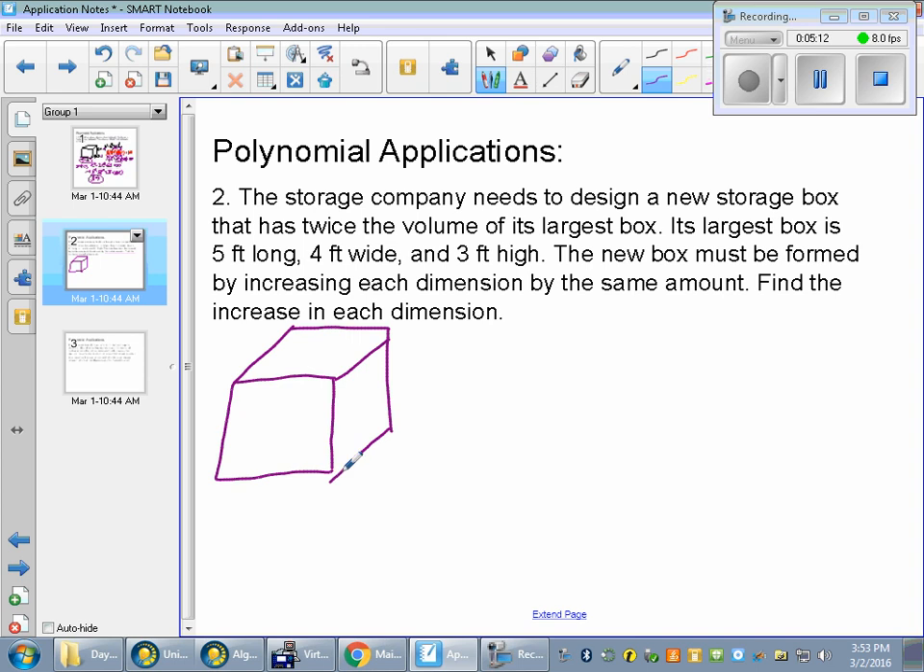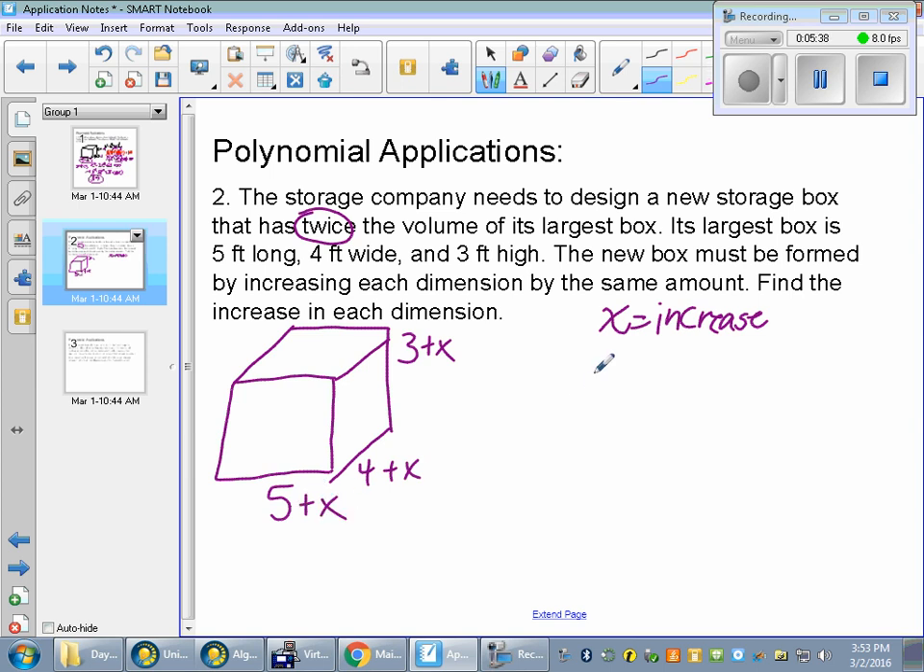All right, it needs to increase in volume. It needs to double in volume. The current largest box is a 5 by 4 by 3 box. The new box must be formed by increasing each dimension by the same amount. So let's let X represent what we're going to increase each side by. So let's add that to each side.